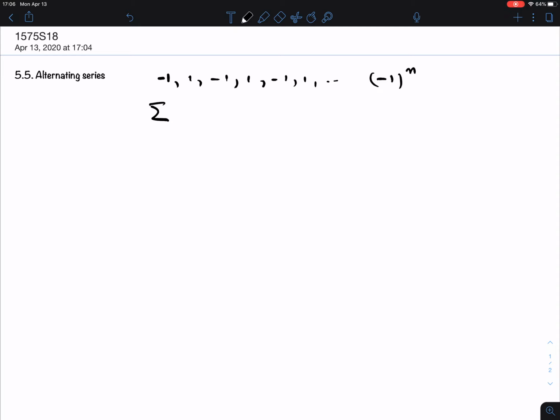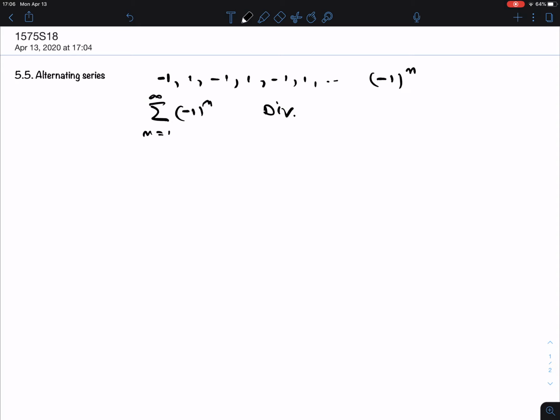Okay, and then if we look at this series here, this was an example of a series that we know was divergent. You can easily see this because the partial sums are 0, 1, 0, 1, 0, 1. They don't have a limit, and therefore the series is divergent.